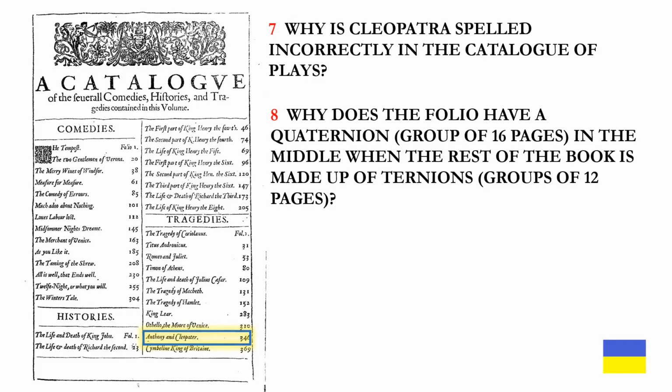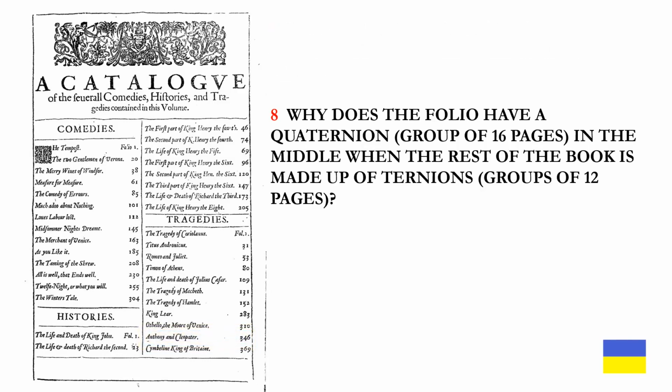I will also answer these 2 questions. Why is Cleopatra spelled incorrectly in the Catalogue of Plays, as you see in the little blue box on the lower left? And finally, why does the folio have a quaternion group of 16 pages in the middle when the rest of the book is made up of ternions or groups of 12 pages? Answering the last question will actually answer all the previous questions.